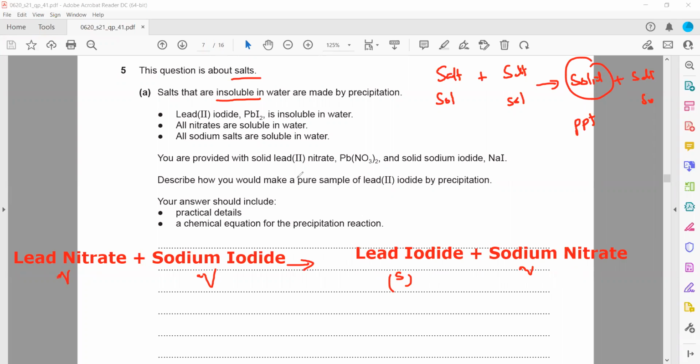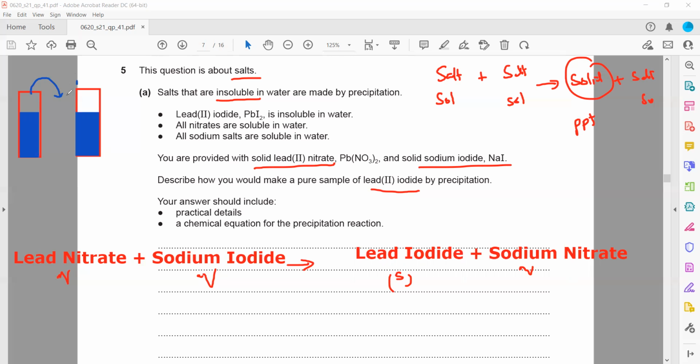In the question: describe how you would make a pure sample of lead 2 iodide. Your answer should include practical details and a chemical equation for precipitation. First, we have solid lead nitrate and solid sodium iodide. We'll take two different test tubes. In one test tube, we will add lead 2 nitrate, and in the other test tube, we will add sodium iodide. Then we have to make a solution, so we'll add water and stir. So we'll have salt solutions.